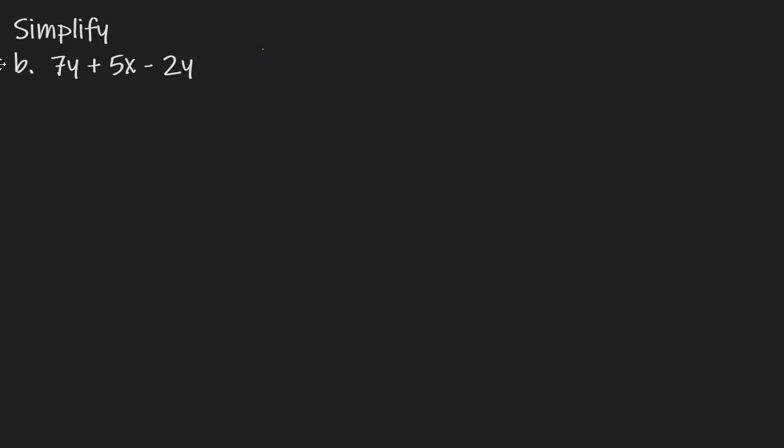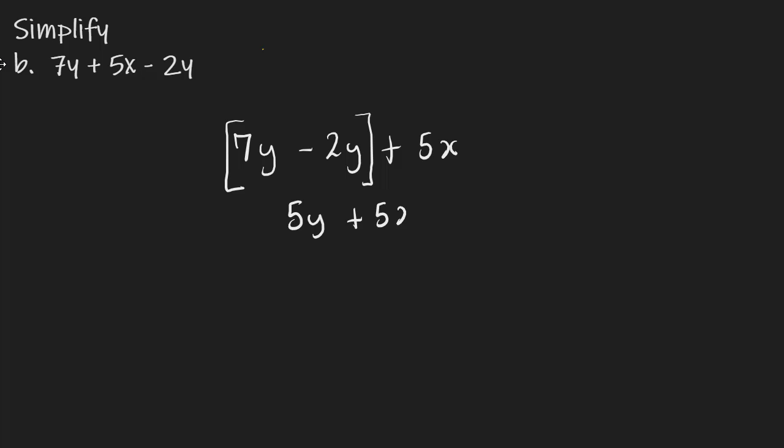Alright, so here we have 7y plus 5x minus 2y. We have similar terms. We have 7y minus 2y plus 5x. When we simplify our y terms, we get 5y, bring down our plus 5x. Y and x are dissimilar terms, they cannot add, so this is our final answer.